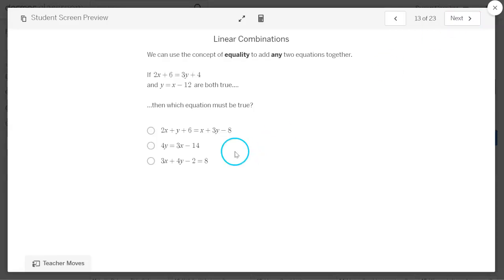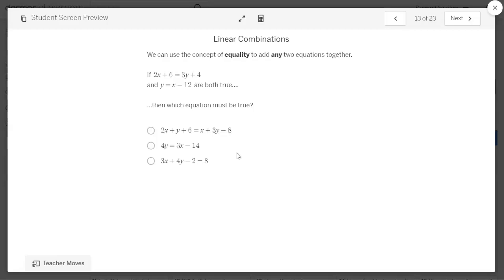And then here we have another concept of equality. If the equation is indicating the left side equals the right side, then you can add equal things to both sides. So using the concept of equality, we can add the left sides of these equations and add the right sides of these equations, and they've still got to be equal. I mean, it just makes sense.